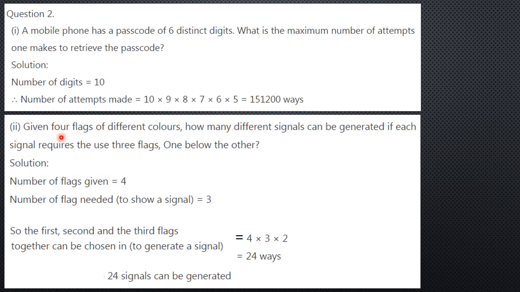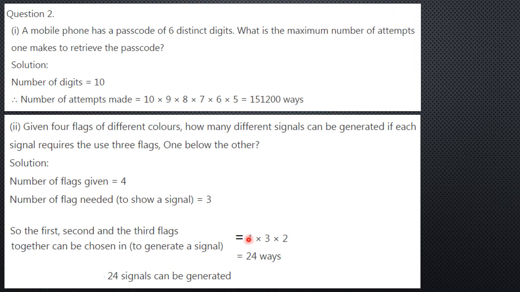Subdivision 2. Given 4 flags of different colors, how many different signals can be generated if each signal requires the use of 3 flags, one below the other? Imagine we want to make one color here, then a second one, then a third one here. So we want to make the flag like this by using the given flags. Total number of flags given is 4. Number of flags needed is 3.